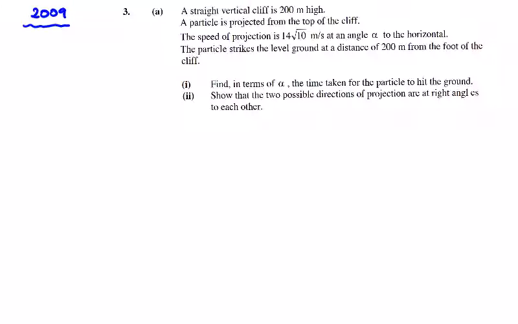Here we have the 2009 projectiles question. A straight vertical cliff is 200 meters high. Here it is, it's 200 meters high. A particle is projected from the top of the cliff.